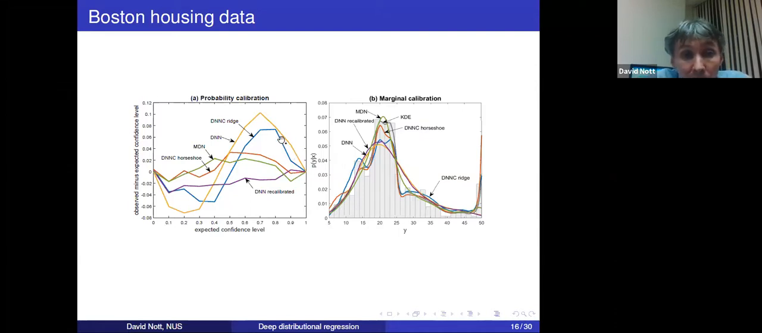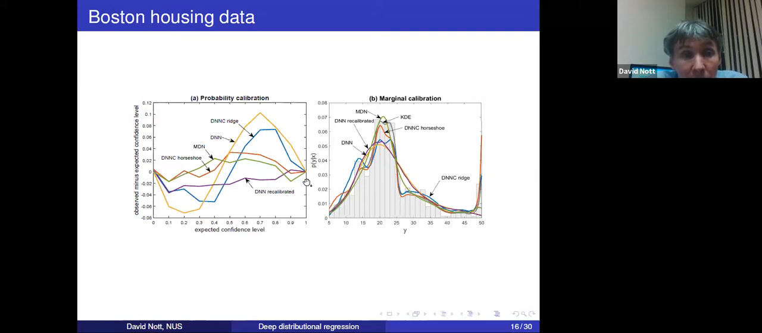The yellow line here is for a naive DNN approach using a plug-in Gaussian predictive distribution. The naive DNN approach has poor probability calibration. The purple line represents a probability recalibration of the naive DNN using a certain method that's known in the literature. The recalibrated DNN has good probability calibration. It's bound to have good probability calibration by construction, because the method is designed to achieve good probability calibration.